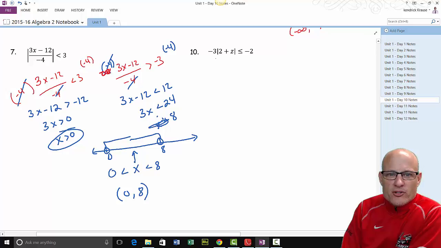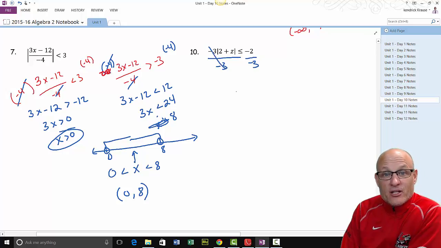All right, so what we're going to do is divide by -3. Still got to get the weird thing alone. We're dividing by a negative, so you have to flip the sign. So I get the absolute value of 2 plus z is greater than or equal to positive 2/3.